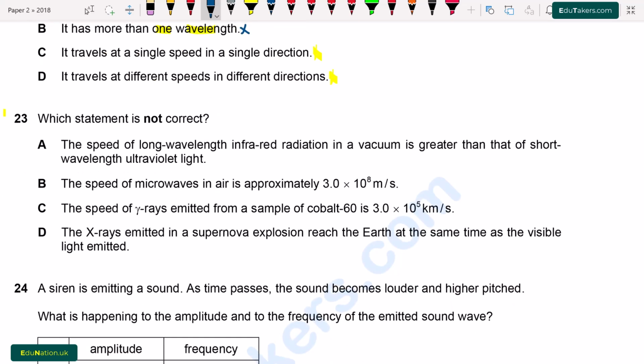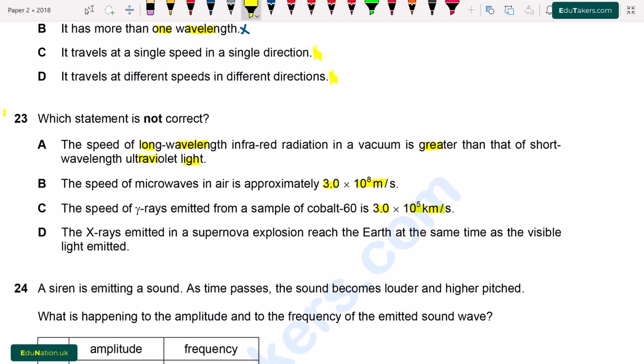Question number 23. Which statement is not correct? Option A, the speed of long wavelength infrared radiation in the vacuum is greater than that of the short wavelength ultraviolet light. B, the speed of the microwaves in air is approximately 3.0 × 10^8 meter per second. C, the speed of the gamma rays emitted from the sample of cobalt-60 is 3.0 × 10^5 kilometer per second. D, the X-rays emitted in a supernova explosion reach the Earth at the same time as the visible light emitted.